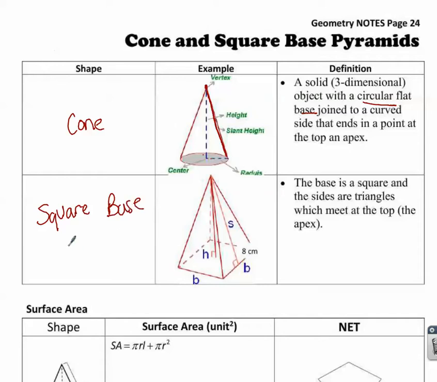And the reason it's a square base pyramid is because the base of it is going to be a square. So all sides are congruent and they create right angles. As it states here, the base is a square and the sides are triangles which meet at the top, or the apex. So this can be considered the apex in both of your figures. So you're going to have 4 triangles that fold up and create a square base pyramid.